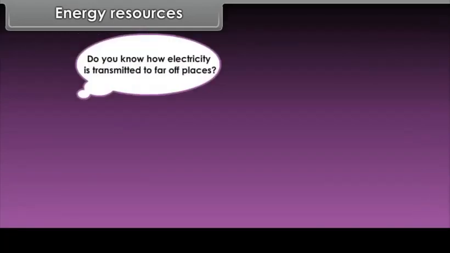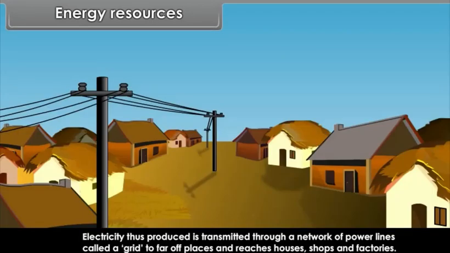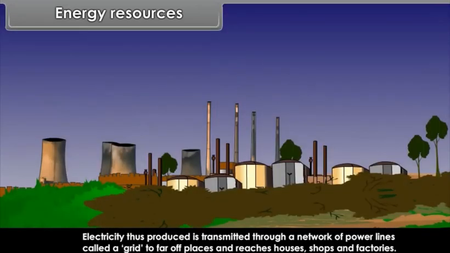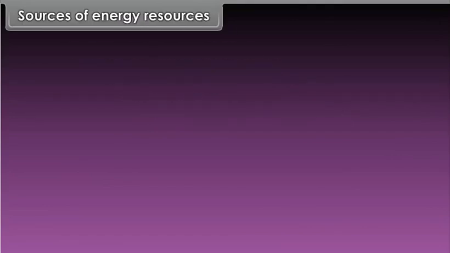Do you know how electricity is transmitted to far-off places? Electricity thus produced is transmitted through a network of power lines called a grid to far-off places and reaches houses, shops and factories. Sources of energy resources.